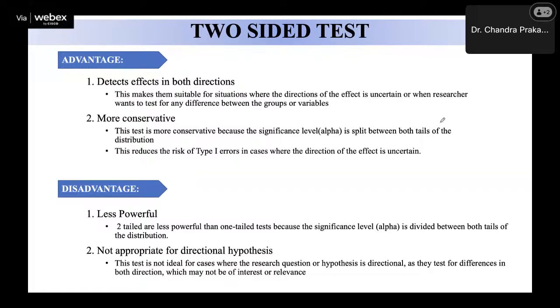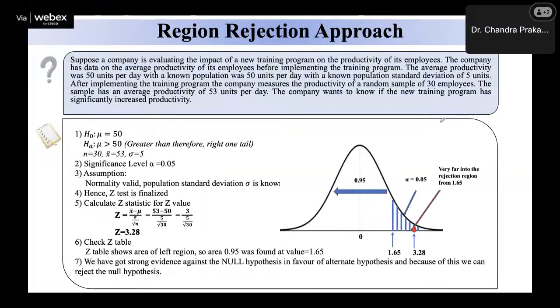The test is more conservative because the significance level, alpha level, is split between the two tails of the distribution. So this reduces the risk of type 1 error. But the limitation is it is less powerful, as we discussed earlier. It is not appropriate for a directional hypothesis. This test is not ideal for cases where the research question or hypothesis is directional. For those cases, we need to go with a one tail test.